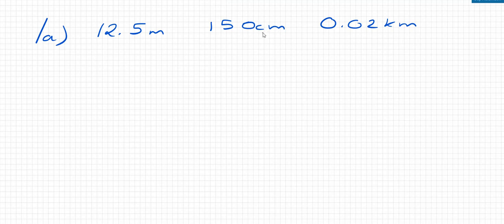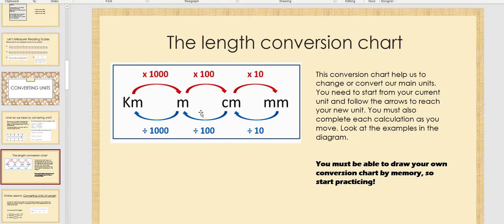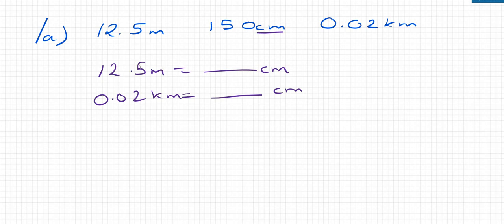Okay, so I'm converting into centimeters, the smallest unit. So 12.5 meters is equal to how many centimeters, and convert kilometers as well. 0.02 kilometers is equal to how many centimeters. Once I change these two to centimeters, I can compare and arrange. So 12.5 meters, you can use your conversion chart if that helps. So I'm going from meters to centimeters, so I times by 100. You can also do it mentally.